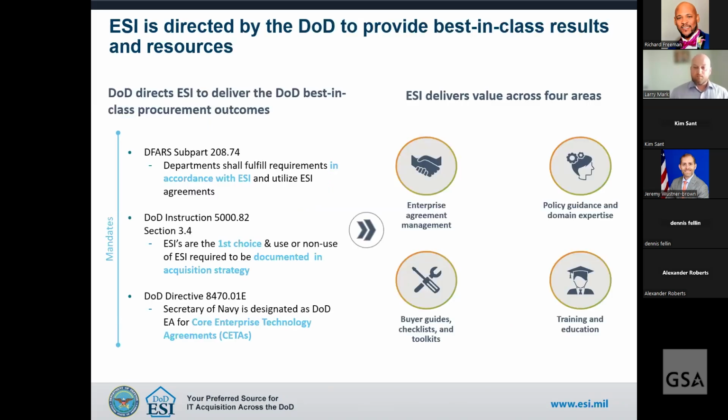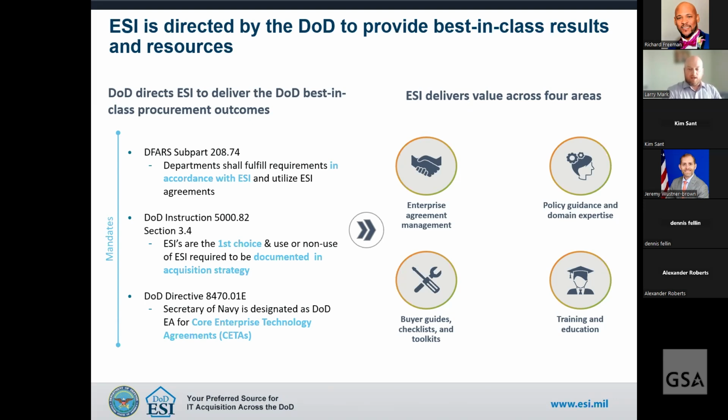So we are directed by the DoD to provide best-in-class results and resources. With that, DFARS 208.74 says that you shall fulfill the requirements using ESI when they are available. DoD Instruction 5000.82 states that ESI are the first choice and their use or non-use is required to be documented in your acquisition strategy.